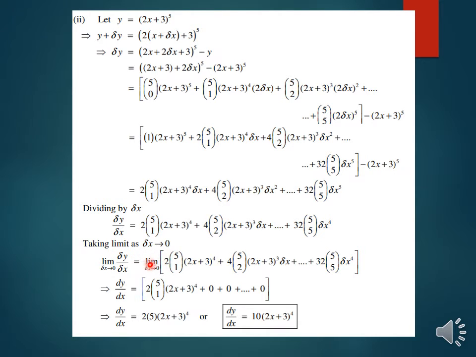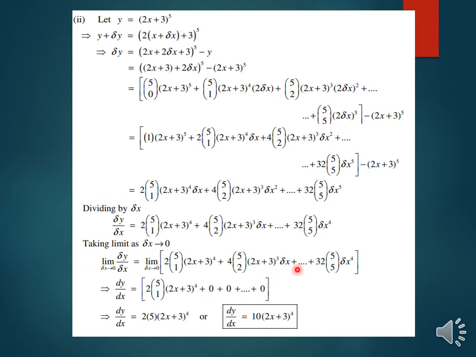So taking limit as delta x approaches 0 on both sides, this term becomes dy upon dx. So simply what we will do, we will put delta x equals 0. So here this term remains same.